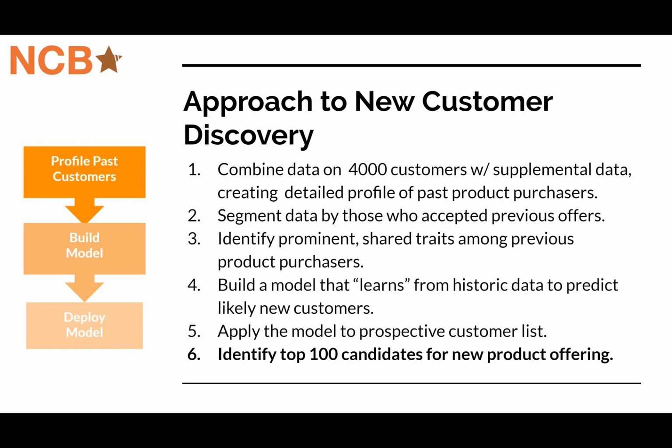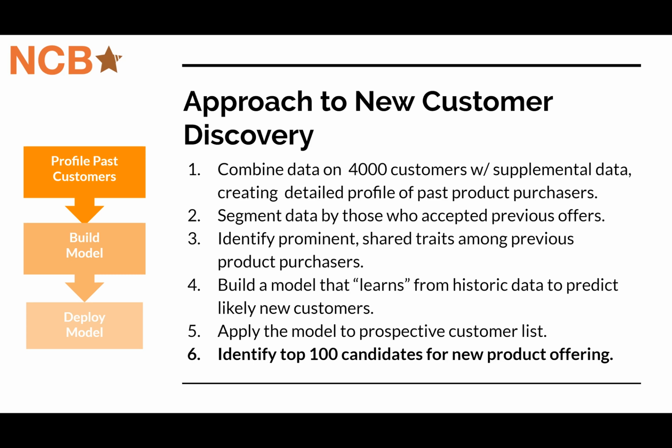To go over the approach and the steps involved in this process of new customer discovery: we took historic data on 4,000 customers that we already had, and added supplemental data to really enrich it and give us a more nuanced view of different characteristics that the customers had. That allowed us to create a detailed profile. We segmented that data by those who accepted previous offers of lines of credit so that we could really start to target people who are most likely to accept an offer.